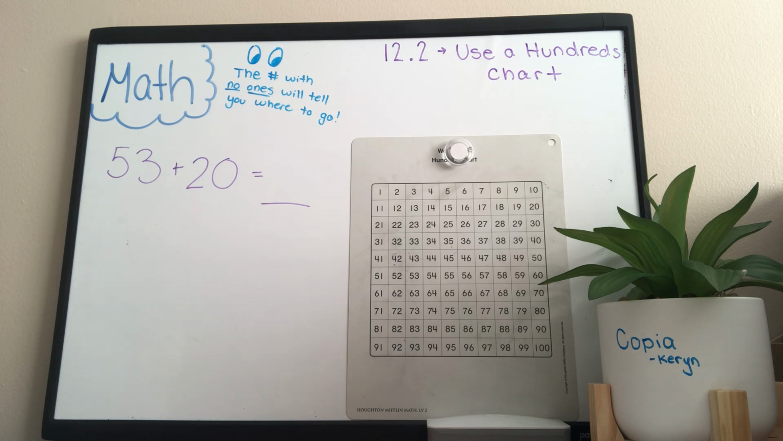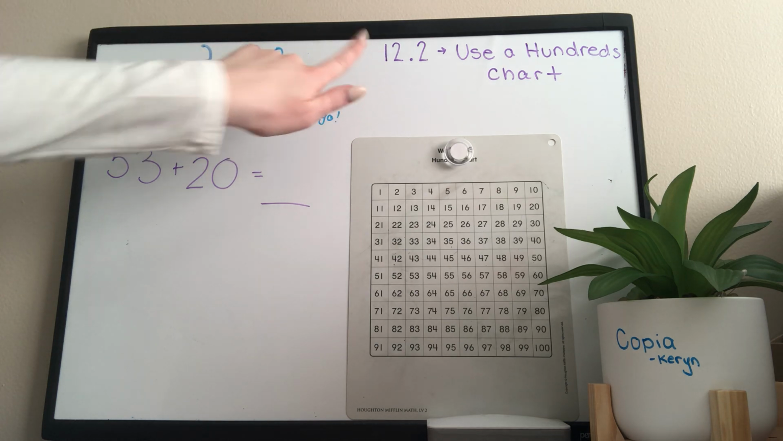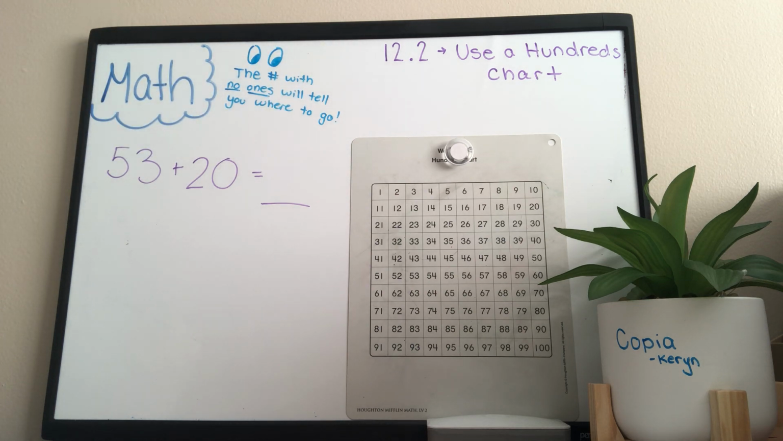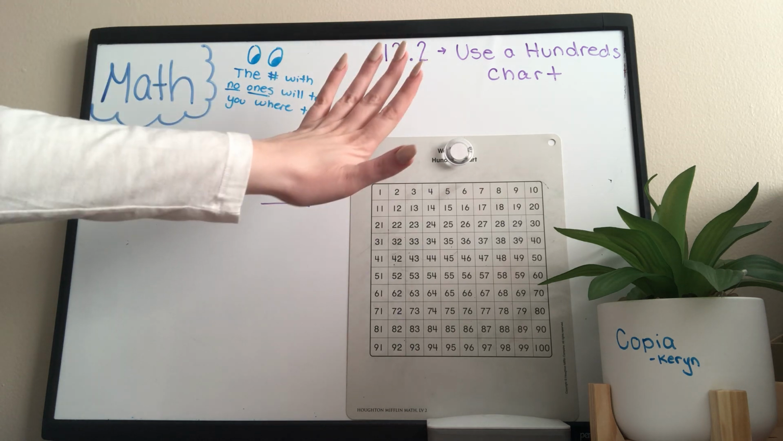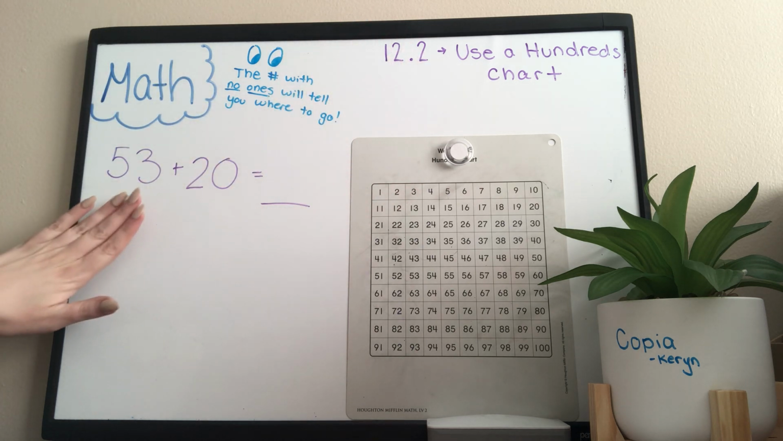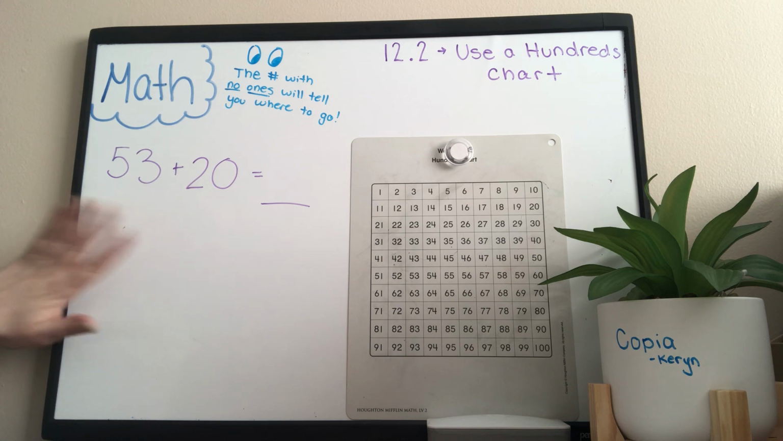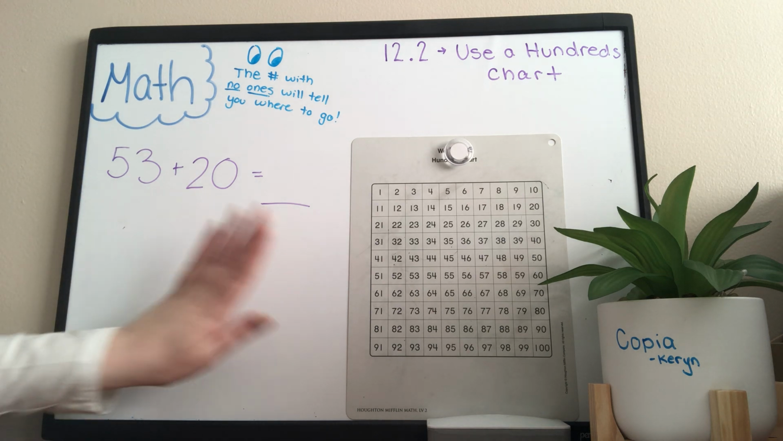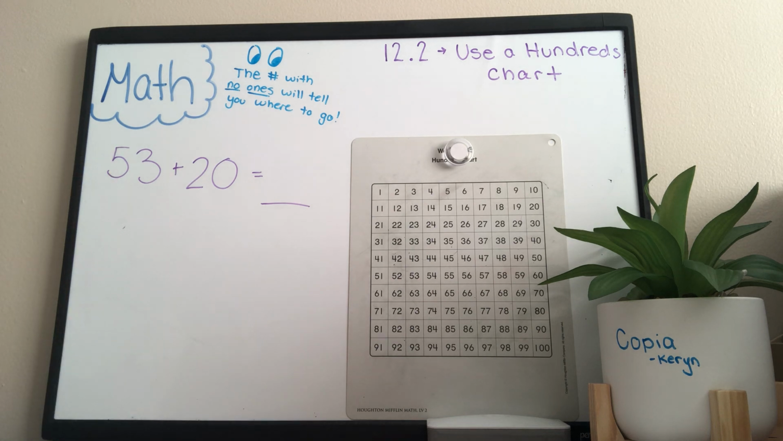Today we're on lesson number 2 in chapter 12, doing double digit subtraction. We're going to talk about how to use a hundreds chart to help us subtract. But before we talk about the subtraction, we are going to talk about adding with a hundreds chart, just as a really quick review to get us back and focused.